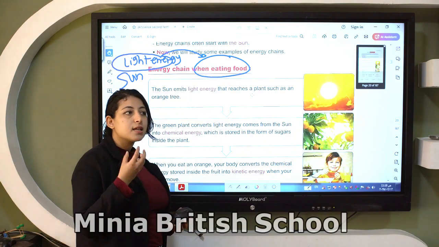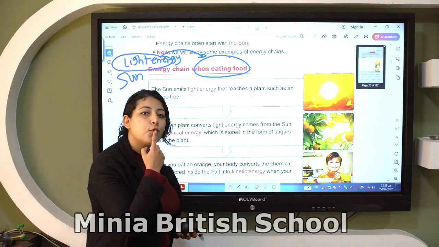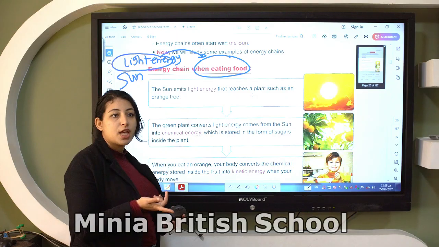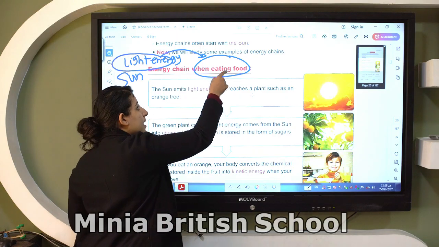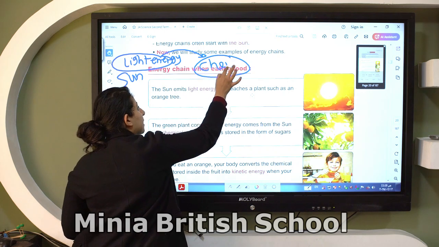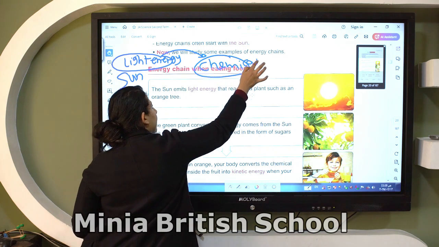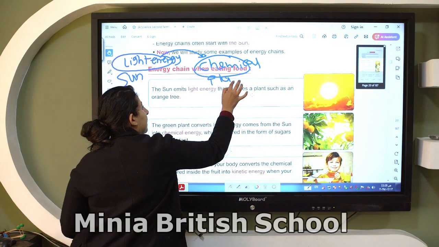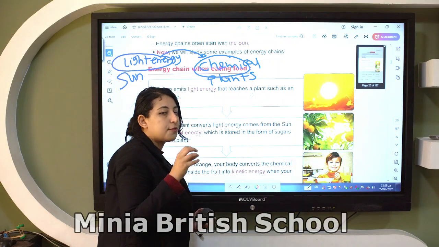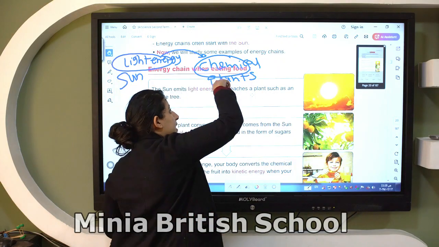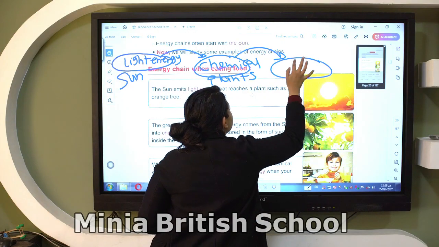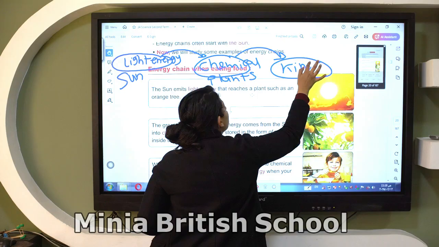So plants make their own food. Food means chemical energy. So light energy in the plants changes into what? Changes into chemical energy in plants, especially the sugars produced from the photosynthesis process. When we eat plants, the chemical energy changes into what? Changes into kinetic energy when we move.